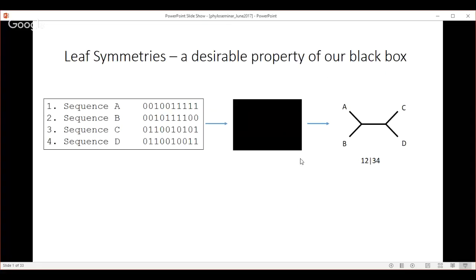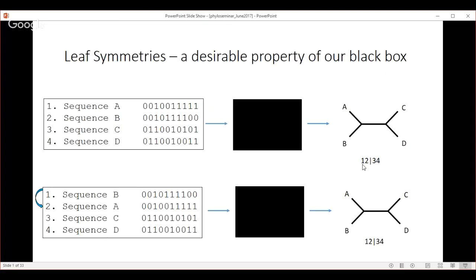And so if I put these sequences into my black box and out pops this tree here, then I could notate that in this brief notation, saying I put the things in slots 1 and 2 together, away from the things in slots 3 and 4. Now, if I happen to input my sequences in a different order, say I decide I'm going to put sequence B in slot 1 and sequence A in slot 2, then one thing I would hope of my black box is that it doesn't actually change the tree that I get out.